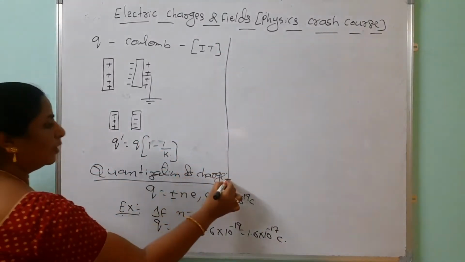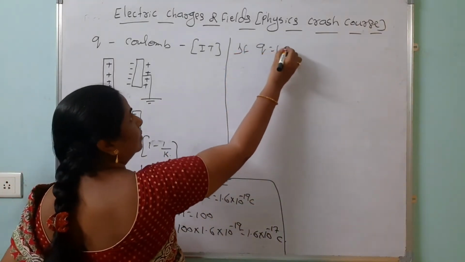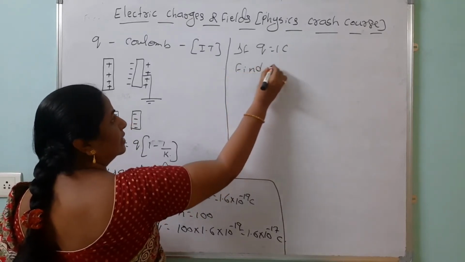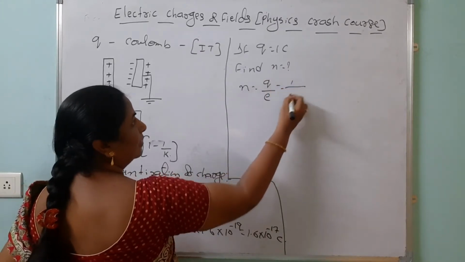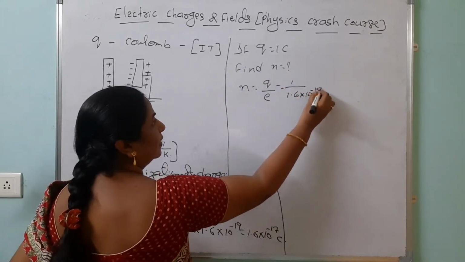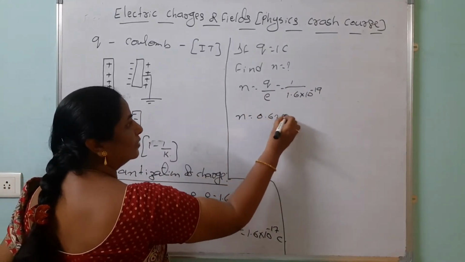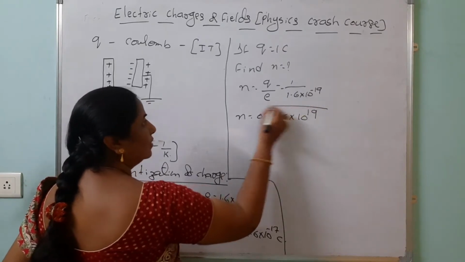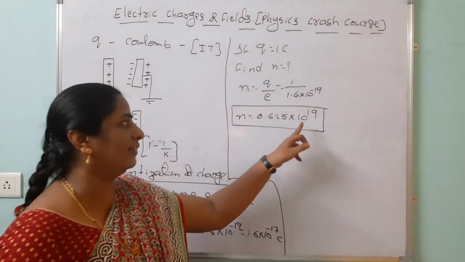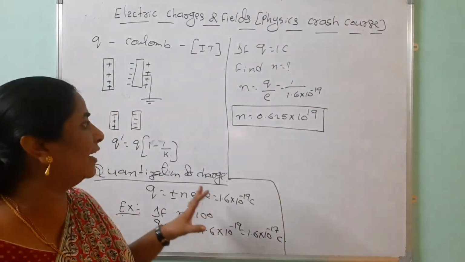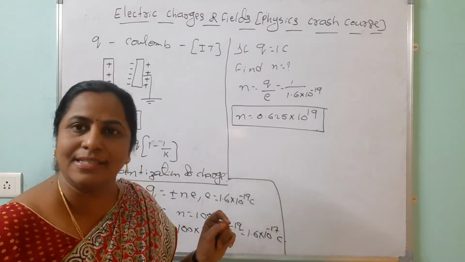Not only this, one more problem we are doing here. Look, if Q equals 1 coulomb, find the number of electrons, N value. So N equals Q by e. Q is 1, so 1 by 1.6 into 10 to the power of minus 19. So N equals 1 by 1.6, which is 0.625, into 10 to the power of 19. So in 1 coulomb of charge, look here, how many electrons are there? 0.625 into 10 to the power of 19 electrons are there. So this is the use of quantization of charge. We should calculate the charge of the body.